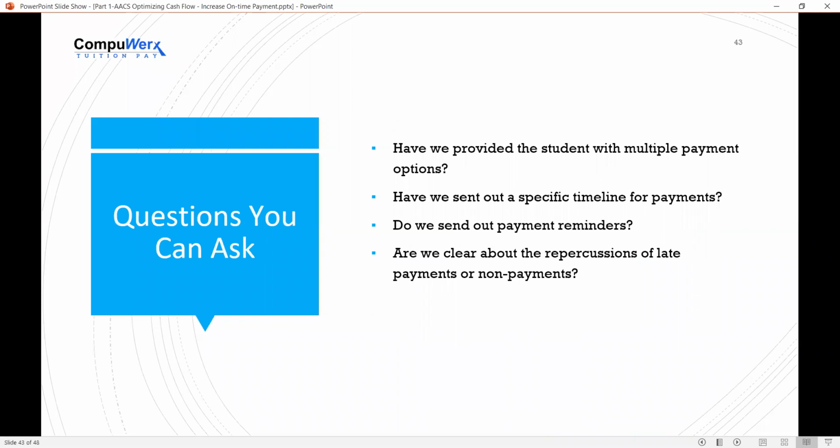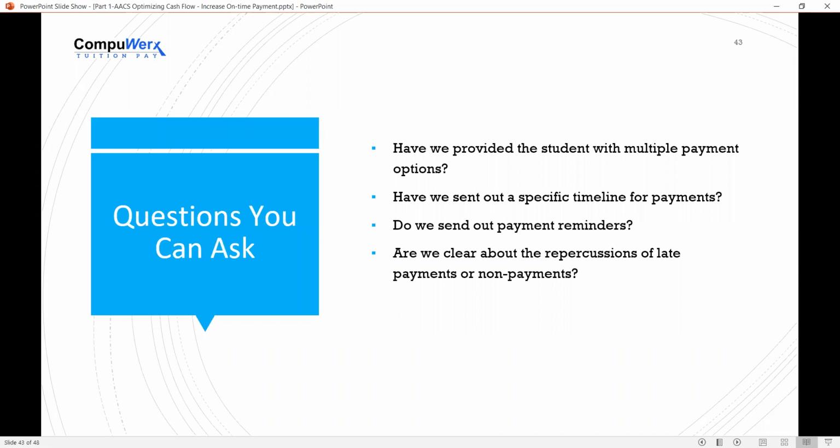There are a few questions that you could ask yourself. Have we provided a student with multiple payment options? Have we sent out a specific timeline for payments? Do we send out payment reminders? Are we clear about repercussions of late payments or non-payments?